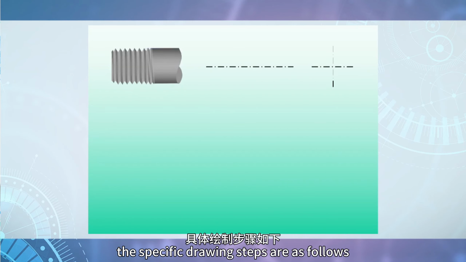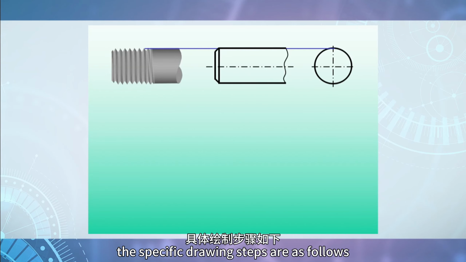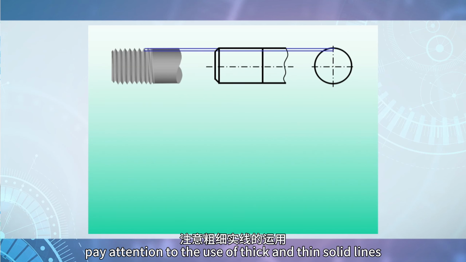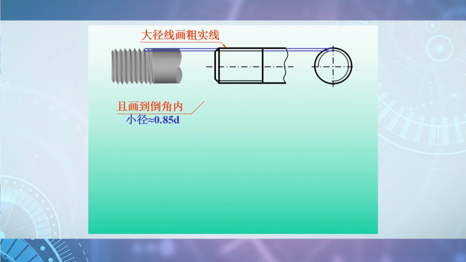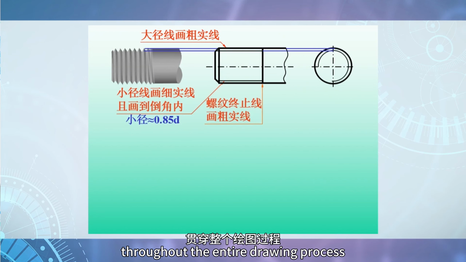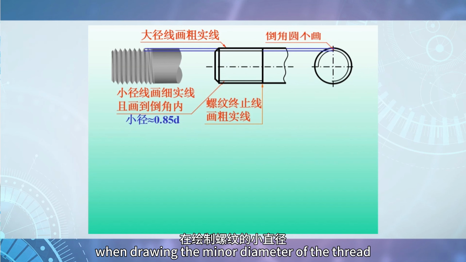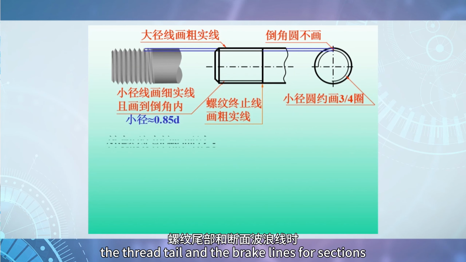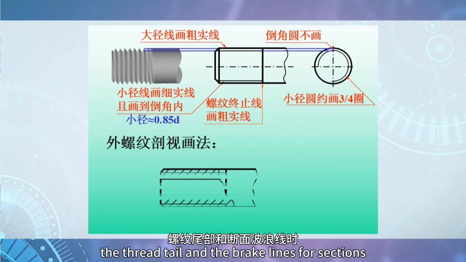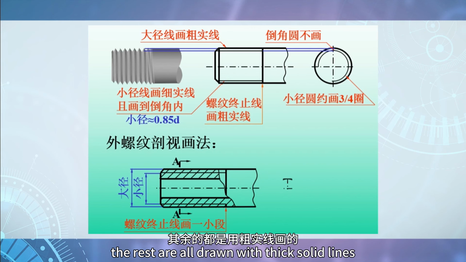The specific drawing steps are as follows. During the drawing process, pay attention to the use of thick and thin solid lines. Throughout the entire drawing process, thin solid lines are only used when drawing the minor diameter of the thread tail, and the break lines for sections. The rest are all drawn with thick solid lines.